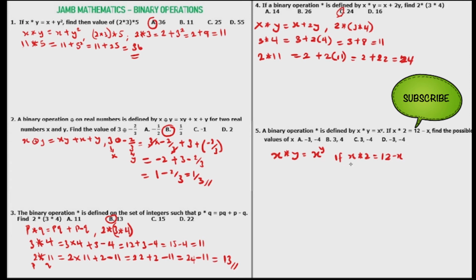Now, we are going to follow this one, knowing fully well that x asterisk y is the same thing as x raised to power y. Now, x asterisk 2 will be equal to x raised to power 2, because this is our x, this is our y. So it's going to be x raised to power 2. So now, if x asterisk 2 is x raised to power 2, we can equate this one to this one.